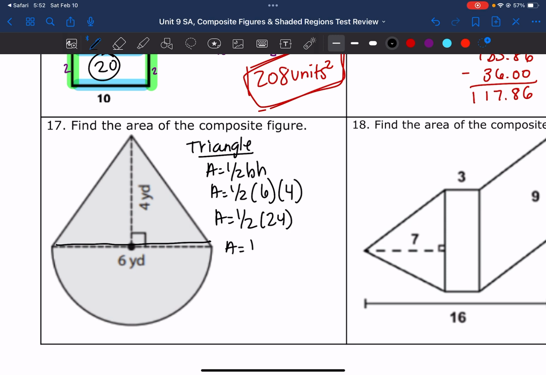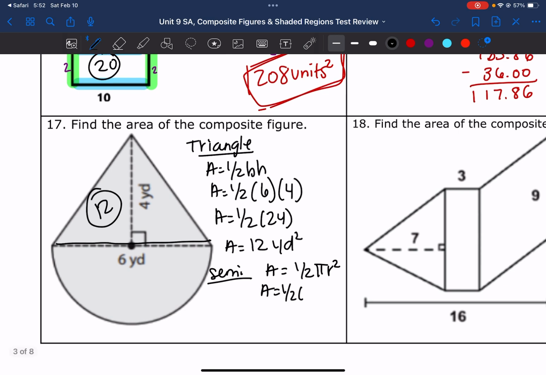And then half of 24 is 12. So that means this is 12 right here. Okay, now the semicircle, we are going to use area equals 1/2 pi r squared. I almost said base times height. Okay, 1/2 pi, we're going to use 3. And I'm okay with using 3 for this one because we're not subtracting, we're adding.